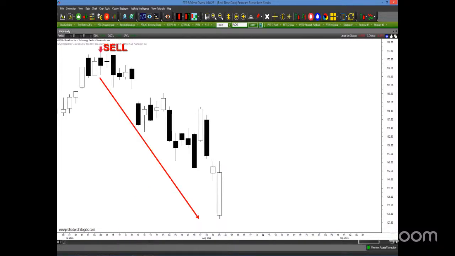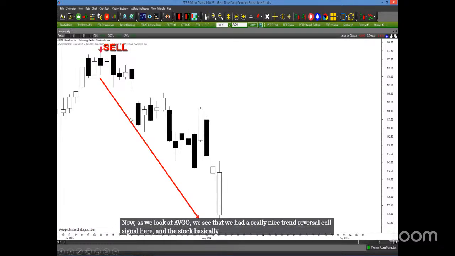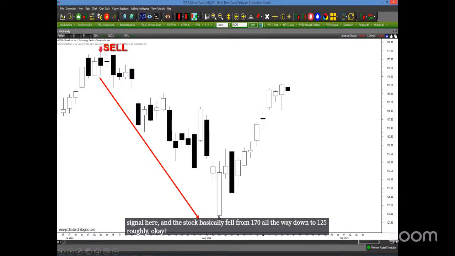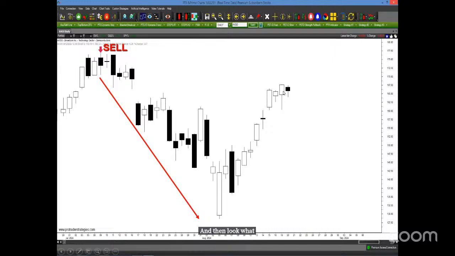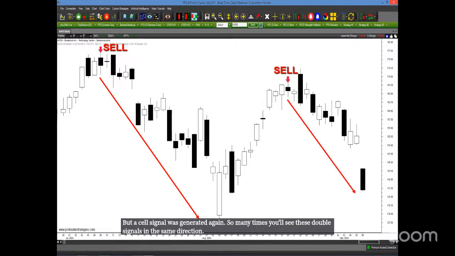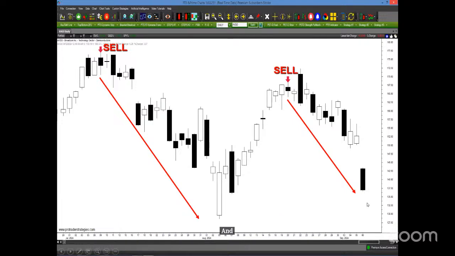Now, as we look at AVGO, we see that we had a really nice trend reversal sell signal here, and the stock basically fell from 170 all the way down to 125 roughly, okay? And then look what happened. It started to bounce again, but a sell signal was generated again. So many times you'll see these double signals in the same direction and going back down again last month.